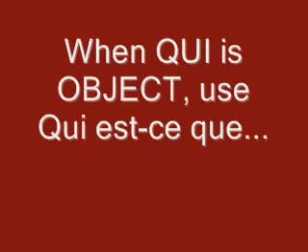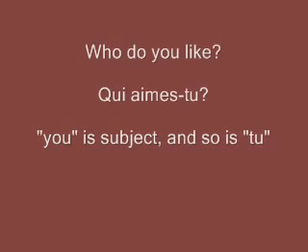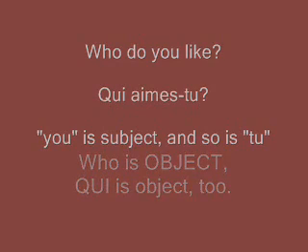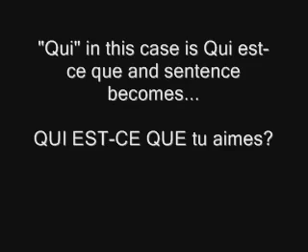Alright, now, when do we use qui est-ce que? We use qui est-ce que when qui is the object, the recipient of the verb. I give you an example in English: who do you like? Here, in who do you like, you is the subject of like, not who. You like who, so who becomes the object here. In French, it will be qui aimes-tu. Qui, in this case, can be replaced by qui est-ce que. So, qui est-ce que tu aimes? That will be the question if you replace qui by qui est-ce que.